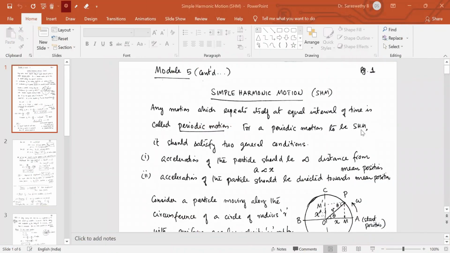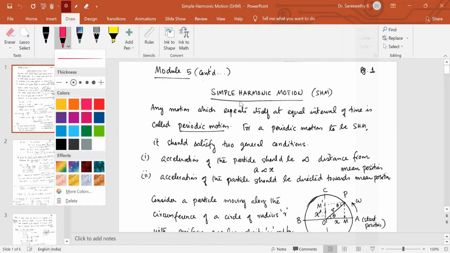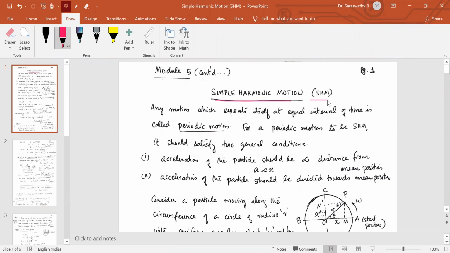Good morning. We are going to pass on to the next portion of Module 5, Simple Harmonic Motion, usually written as SHM. So you are familiar with what is periodic motion. Any motion which repeats itself at equal intervals of time is called a periodic motion. That is a motion like this.